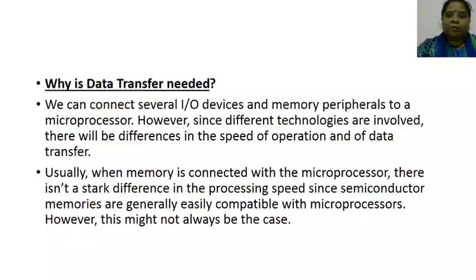We can connect several input output devices and memory peripherals to a microprocessor. However, since different technologies are involved, there will be differences in the speed of operation and data transfer. Every peripheral has its own speed. Usually, when memory is connected with the microprocessor, there isn't a stark difference in the processing speed since semiconductor memories are generally easily compatible with the microprocessor. However, this might not always be the case.